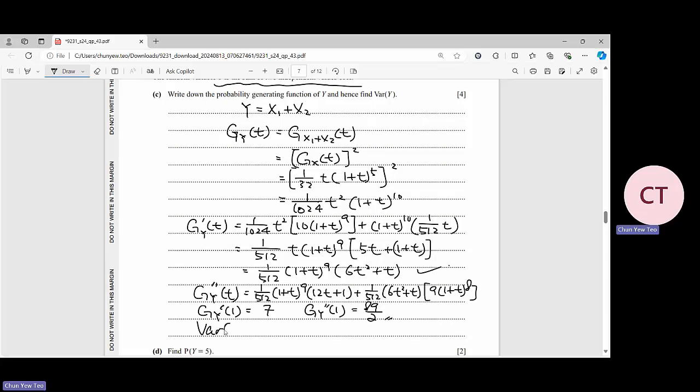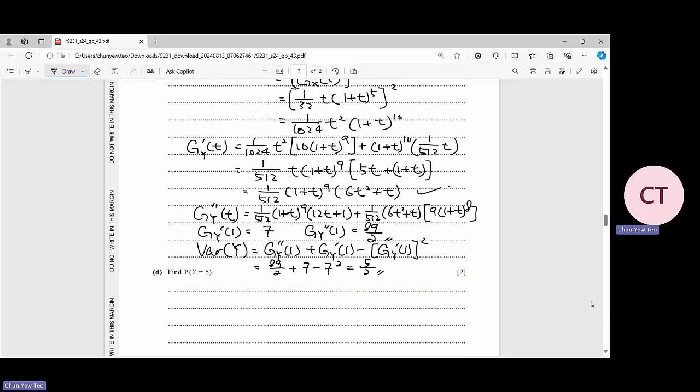So the variance of Y, the formula will be the G double prime of 1 plus the G prime of 1 minus the G prime of 1 squared. So this will be the same as 89 over 2 plus 7 minus 7 squared. Press the calculator and your answer will be 5 over 2. That will be the answer for part C. Okay, kind of long here.